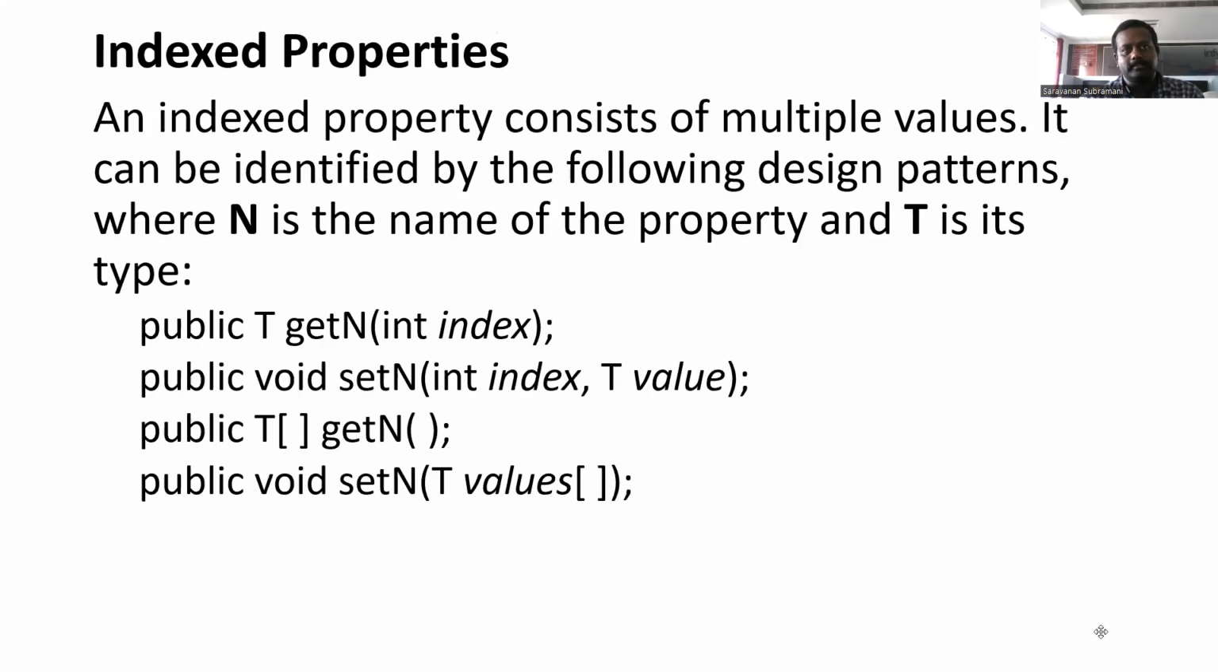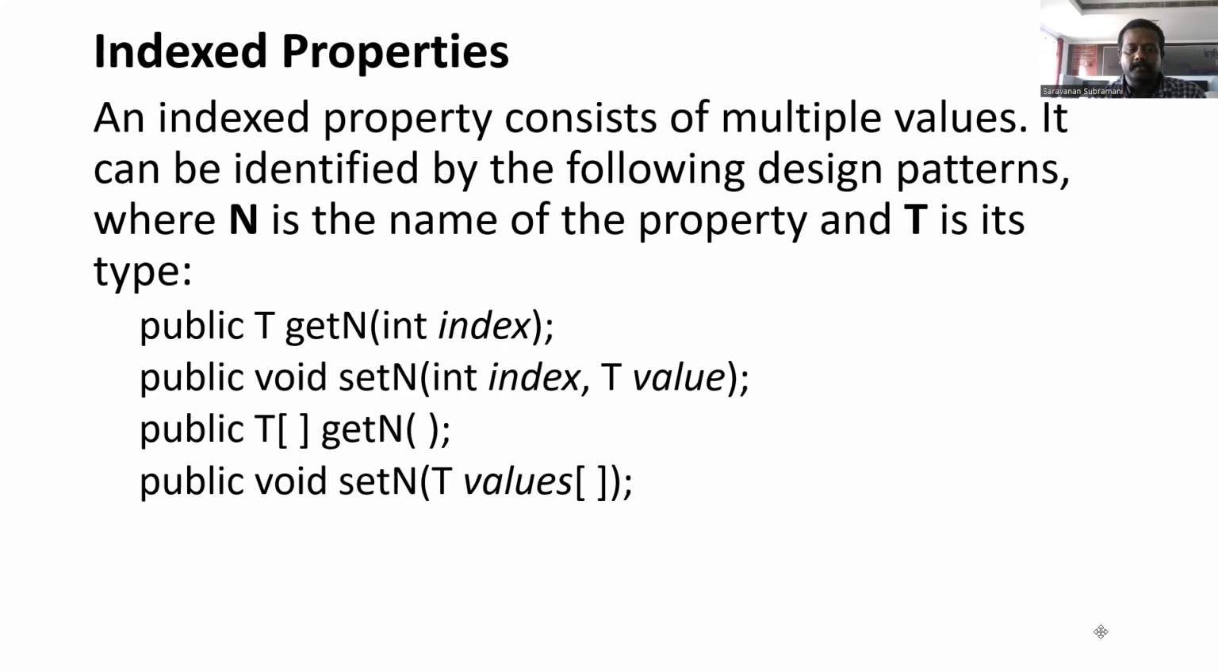So those methods are like simple methods or simple property concepts. And there is an indexed property. Here, an indexed property consists of multiple available values. It can be identified by the following design patterns, where n is the name of the property and t is the type of the property.